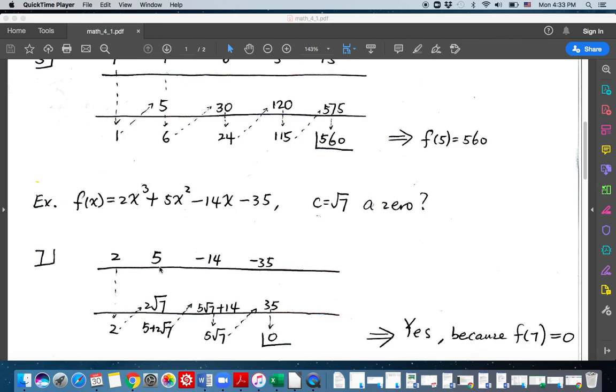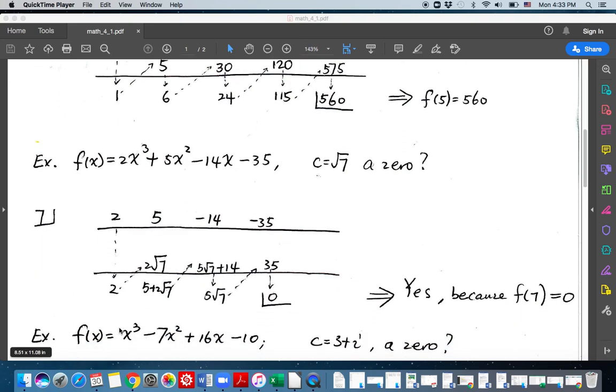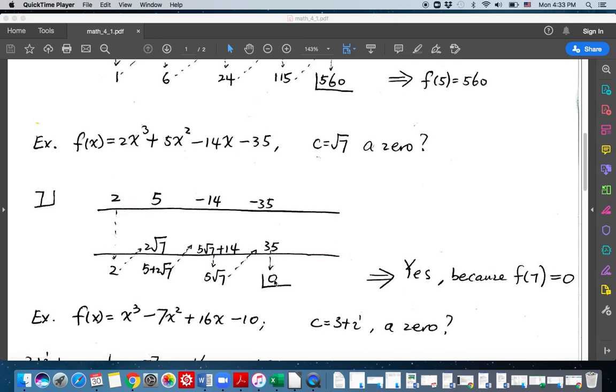You write down the coefficients of the polynomial in decreasing order of powers of x. And then you enclose the root 7 in a box. This means c is root 7 instead of 7, and you start the process. And eventually you get a remainder. This remainder happens to be 0.